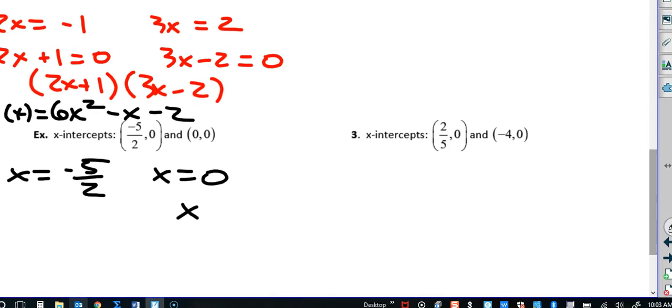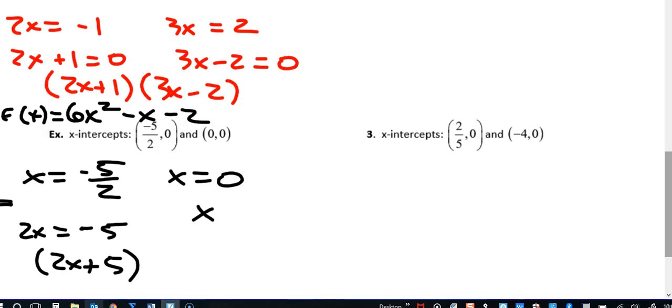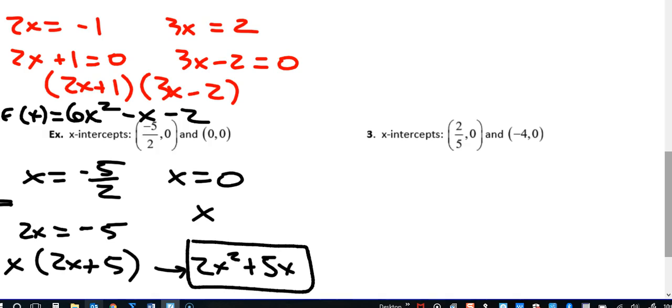Multiply both sides by 2 over here. And then I add 5 to both sides. So my other factor is 2x plus 5. So to find my standard form, I take x and multiply by 2x plus 5. I should get 2x squared plus 5x. All right. So go ahead and try number 2 and number 3 and see what you get.